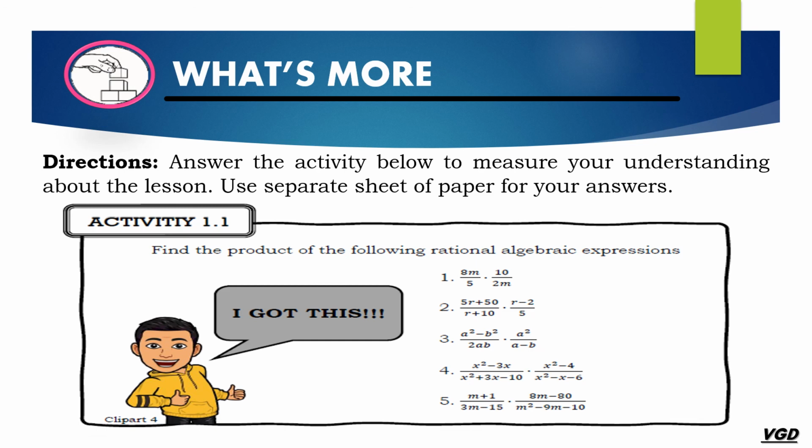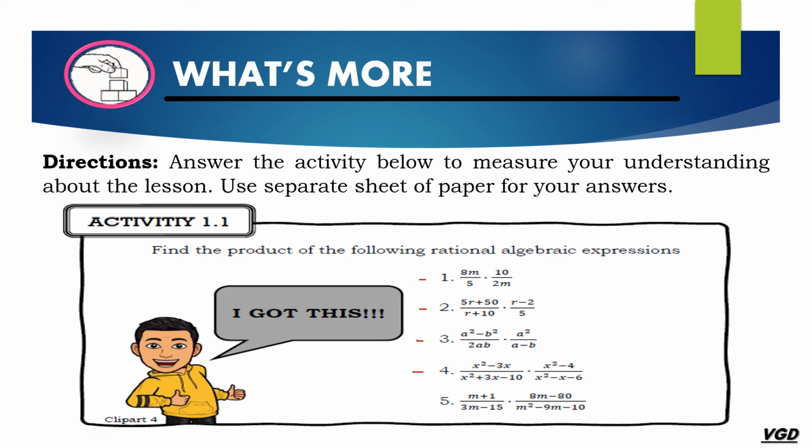Directions: Answer the activity below to measure your understanding about the lesson. Use a separate sheet of paper for your answers. Activity 1.1. Find the product of the following rational algebraic expressions. We have here number 1, 8m over 5 times 10 over 2m. Number 2, 5r plus 50 over r plus 10 times r minus 2 over 5. Number 3, a squared minus b squared over 2ab times a squared over a minus b.